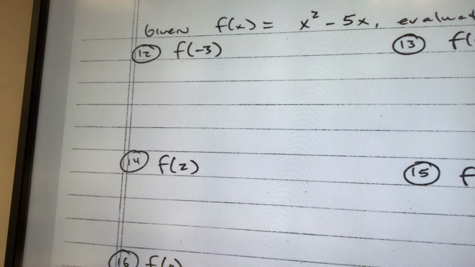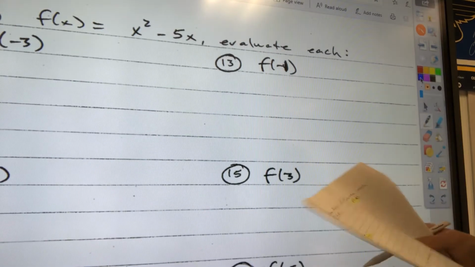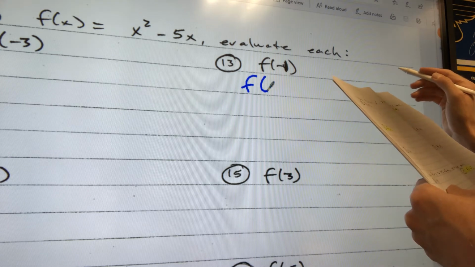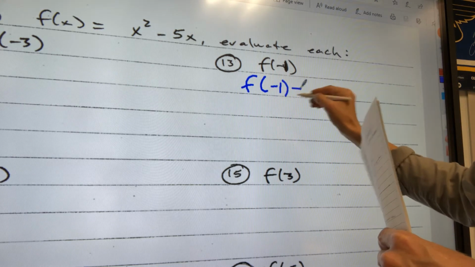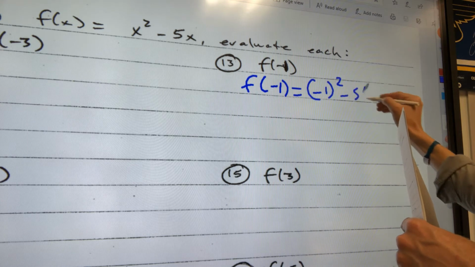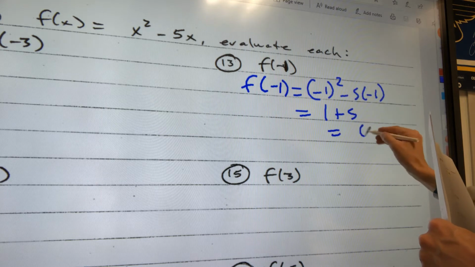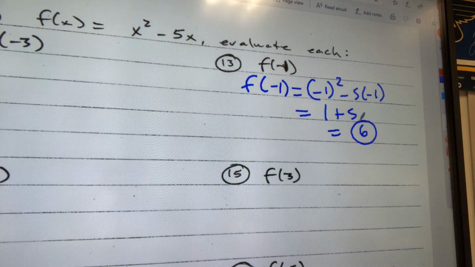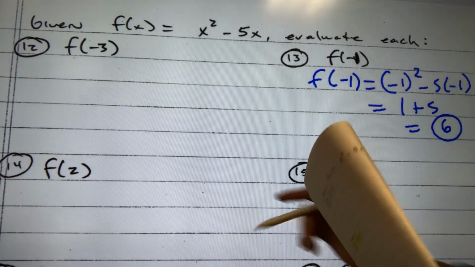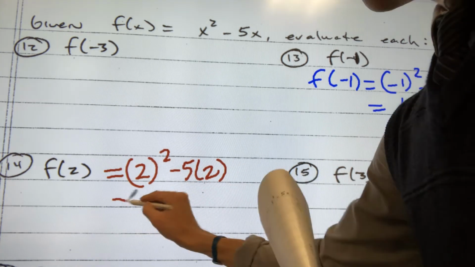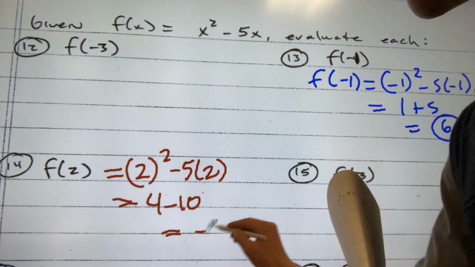So number 13. F of, what did I mean for that? I think it's supposed to be f of -1. All right, so -1 squared minus 5 times -1. When you square a negative, it's a positive. -5 times -1 is 1. 1 plus 5 is 6. Then we have 2 squared minus 5 times 2. We have 4 minus 10, which is a -6.